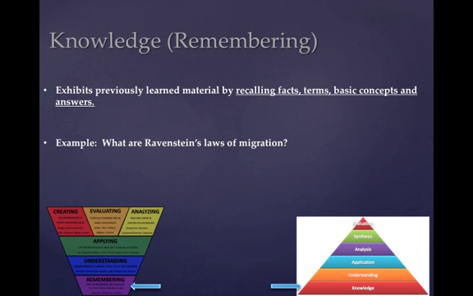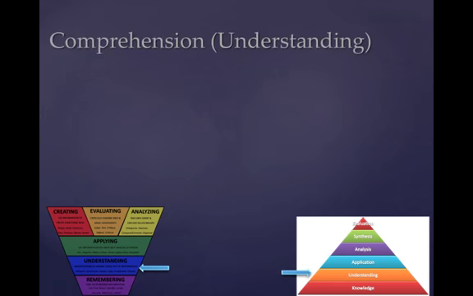So you could talk about migration to urban centers, and you could talk about young people migrating more than older people. But do you really know what those things mean? That's not what knowledge is asking. It's just want to say, do you know what the laws are?